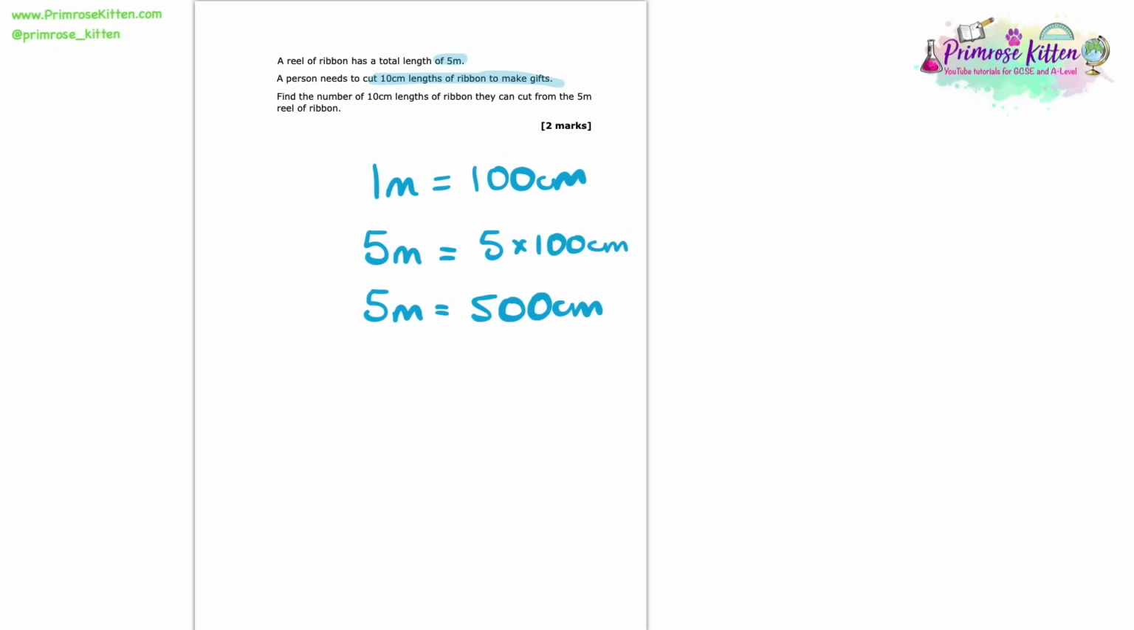Now by doing that conversion, we've already got one of the marks. Now we need to ask ourselves, if we have this length of 500 centimetres, how many of these 10 centimetres will fit within it? And we can work that out by dividing the two. So if we do 500 divided by 10, we end up getting 50. And that is going to be the answer to this question. That is the number of 10 centimetre lengths of ribbon that can be cut from the 5 metre reel of ribbon.